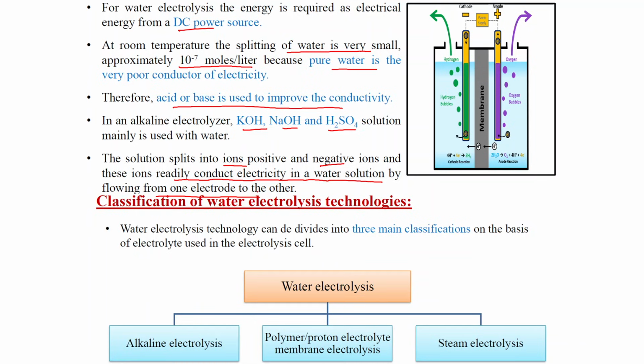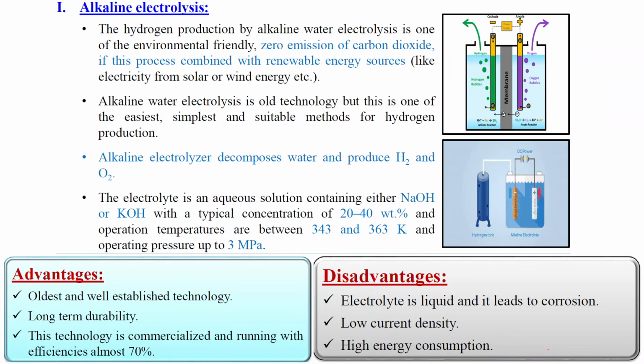Okay. So, coming on to the classification of water electrolysis technologies, it is of three types: alkaline electrolysis, polymer proton electrolyte membrane based electrolysis, then steam electrolysis. Okay. So, coming on to alkaline electrolysis, hydrogen production by alkaline electrolysis is one of the environmentally friendly procedures, with zero emission of carbon dioxide. If this process is combined with renewable energy sources, basically, if the potential applied is also coming from a renewable energy source, then this is a boon.